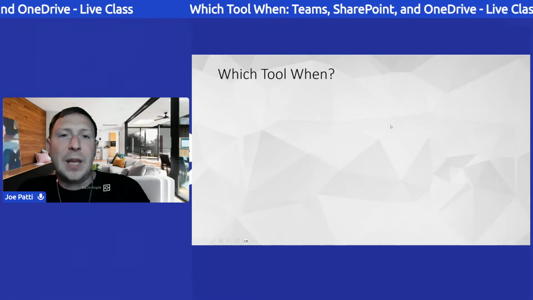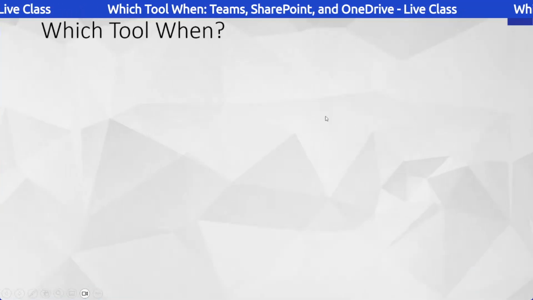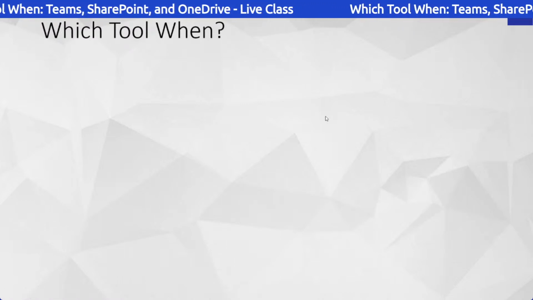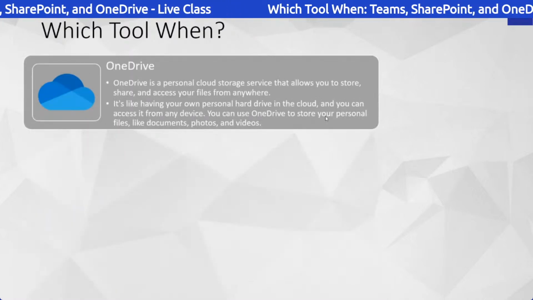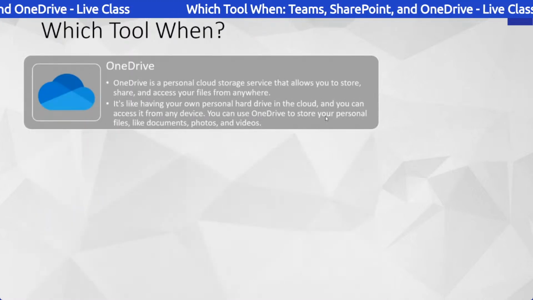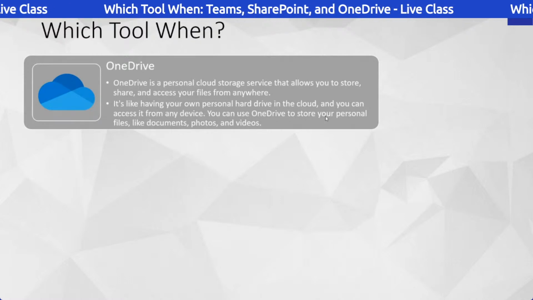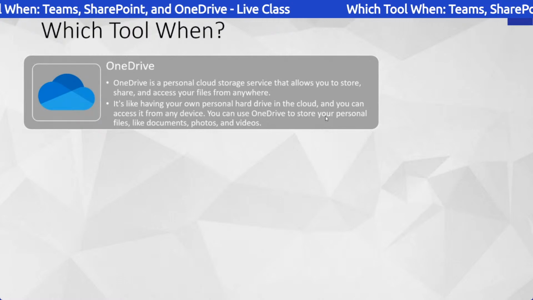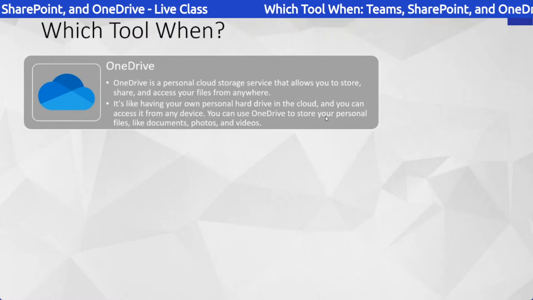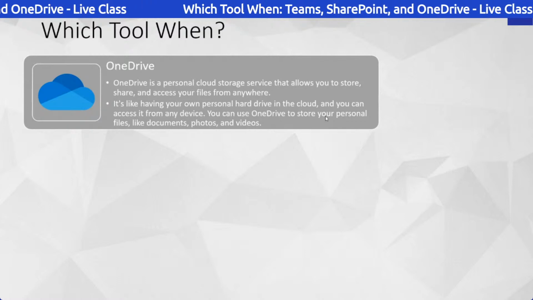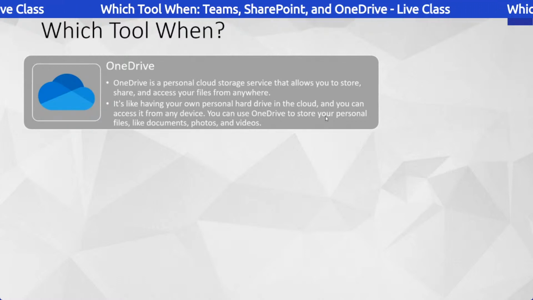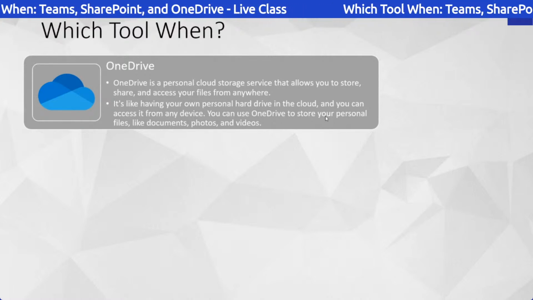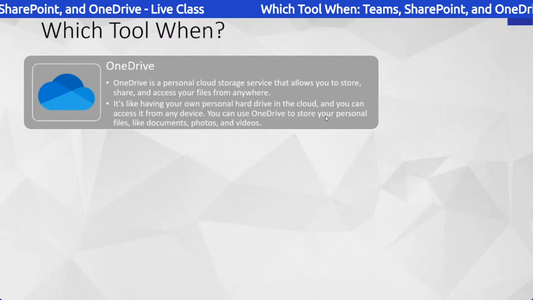So which tool when? Really, this is important to understand: the me, the we, and the everyone. That's how I like to put it. See, we have our OneDrives, and I want you to think of OneDrive as just a personal cloud storage service that allows you to store, share, and access your files from anywhere. It's like having your own personal hard drive, but in the cloud. And what do I mean by cloud? I mean the internet. It is on a server on the internet, and you have access to any type of file, whether it's a document or a photo or even a video.